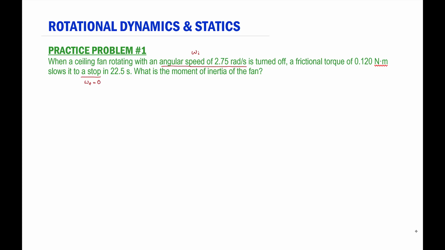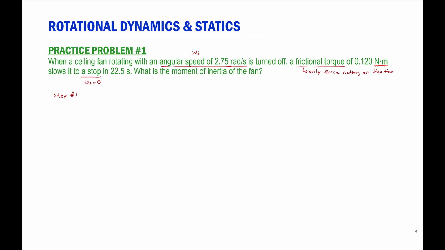We're also told that there is a frictional torque and nothing else is acting on the fan. This will allow us to calculate the net torque. So from this, it's the only force acting on the fan. So we should be able to apply Newton's second law for angular acceleration. So we should be able to use tau is equal to I times alpha to figure out what I, the moment of inertia, is.